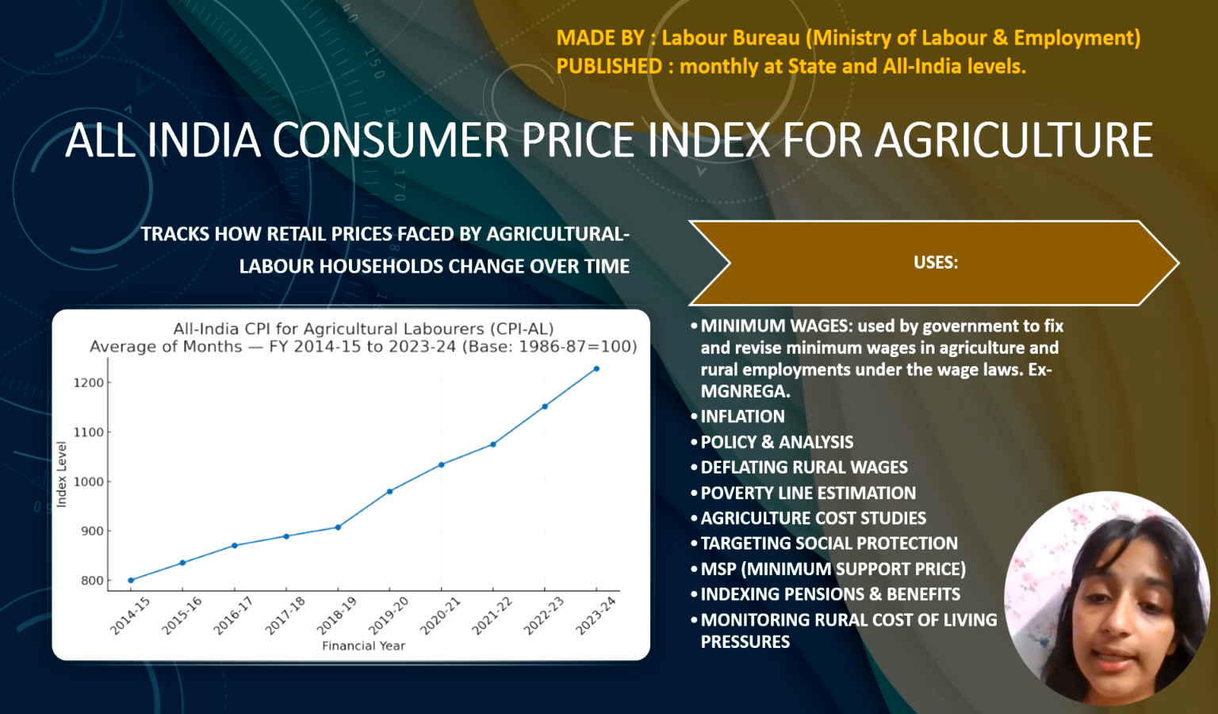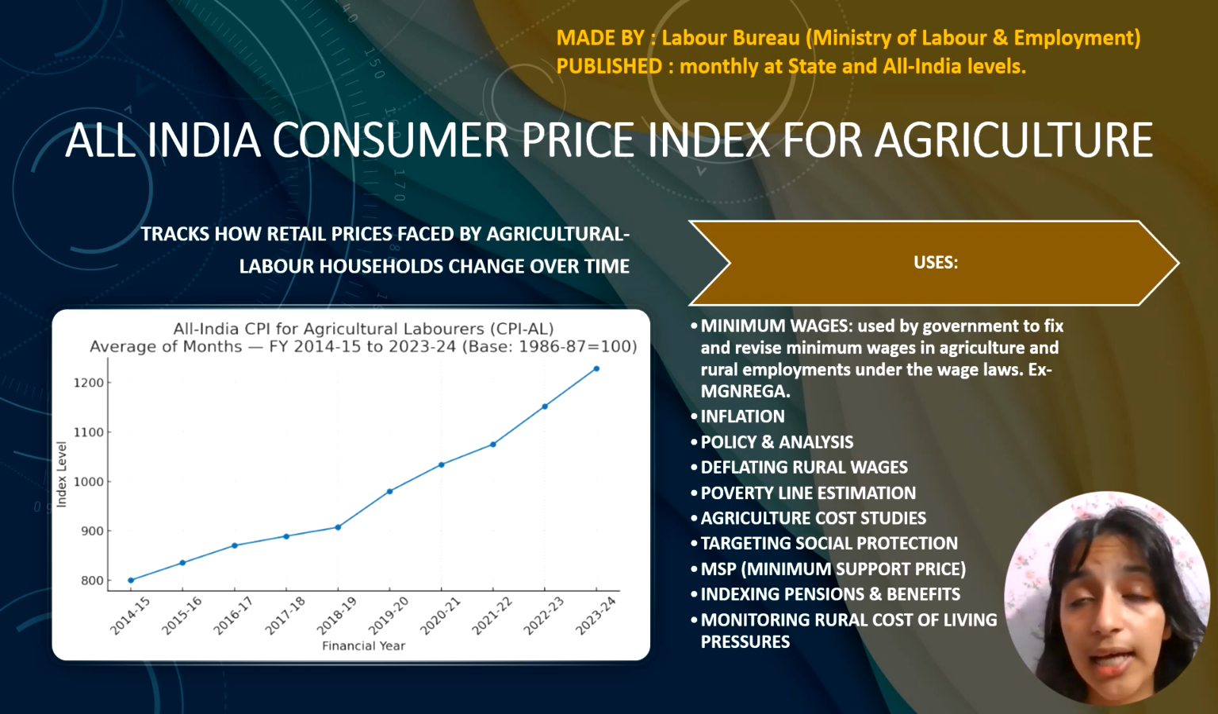This index number is mainly used for determining the cost of living and how much it takes to run a household that is dependent on agriculture. Government can use it to fix the minimum wages. It can be used for calculating inflation. It is very essential in agricultural cost studies, deflating rural wages, and poverty line estimation. It is also very important in establishing the minimum support price.